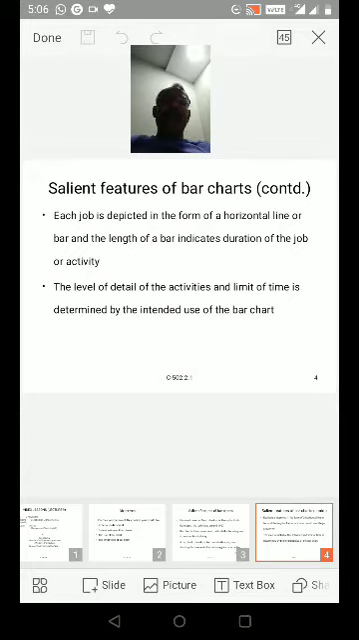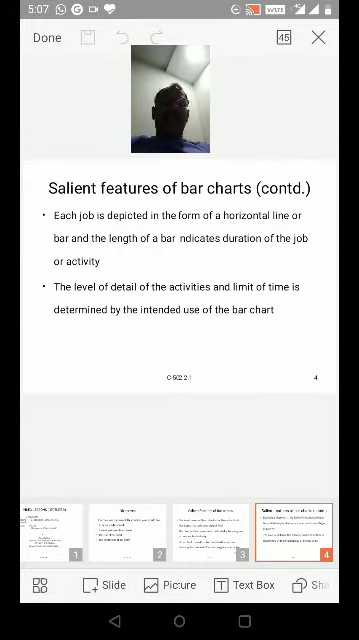Some other salient features of Gantt bar charts. Each job is depicted in the form of a horizontal line or bar, and the length of the bar indicates the duration of the job or activity.